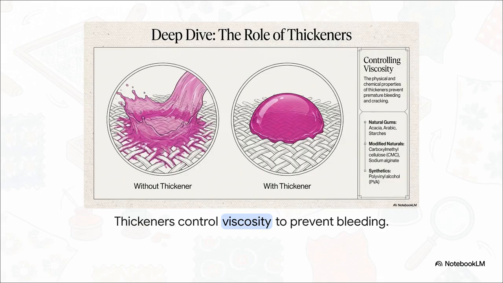Without it, the dye mixture just prematurely splashes and bleeds all over the place, completely ruining any chance of getting a crisp image. But with the exact right physical and chemical viscosity, the thickener holds the dye in this perfect contained little dome. Industry professionals actually achieve this using natural gums like acacia or starches, sometimes modified naturals like sodium alginate, or even fully synthetic thickeners like PVA. Basically, the thickener creates that critical boundary we need.